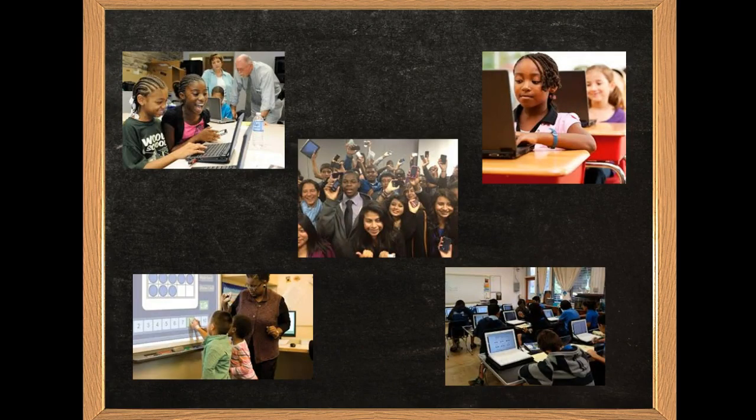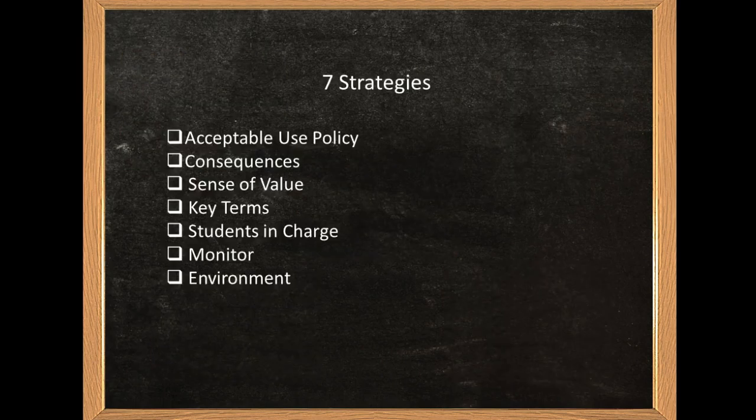Today's classrooms are digital learning environments. Classroom teachers have the responsibility of managing the use, handling, and safety of students and the devices. As we can see in these images, technology can include smart boards, laptops, tablets, and phones. Today, I'm going to share with you 7 classroom strategies to support the management of technology in the classroom environment. The 7 strategies include acceptable use policy, consequences, sense of value, key terms, students in charge, monitoring, and classroom environment.